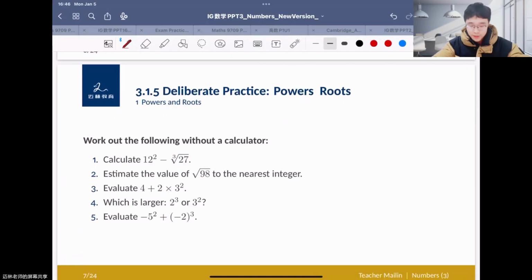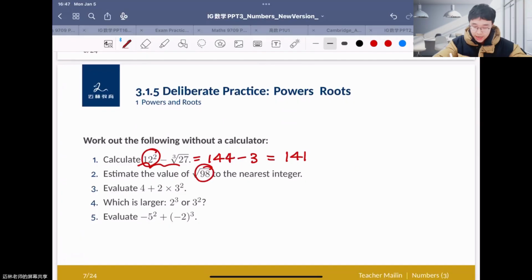Okay, so for the first problem, you can find here it is: calculate 12 squared minus the cube root of 27, right? So the first part is 12 squared, and the answer is 144, right? And for the cube root of 27, 3 times 3 times 3 equals 27. So here the cube root is 3, and the answer is 141, right?